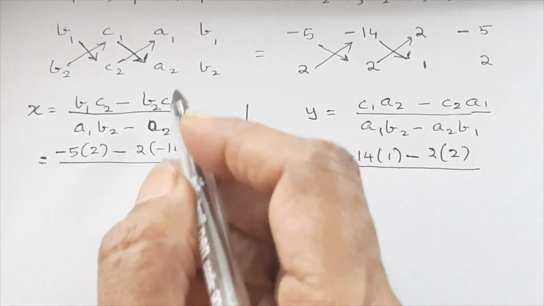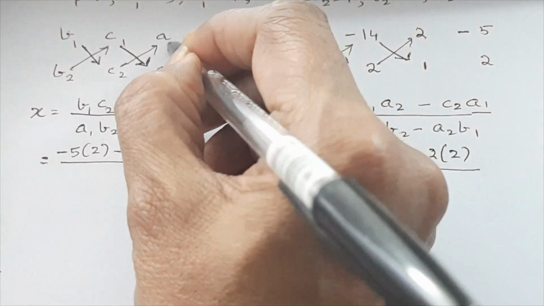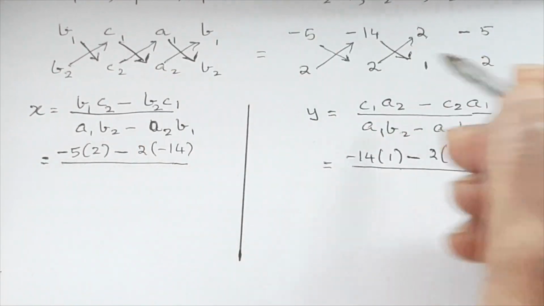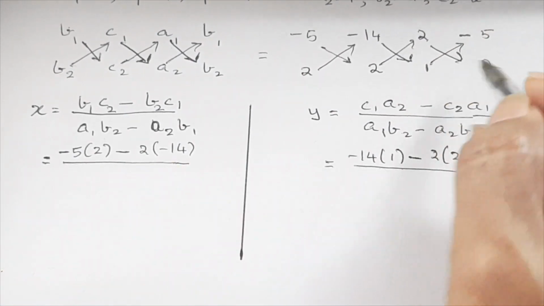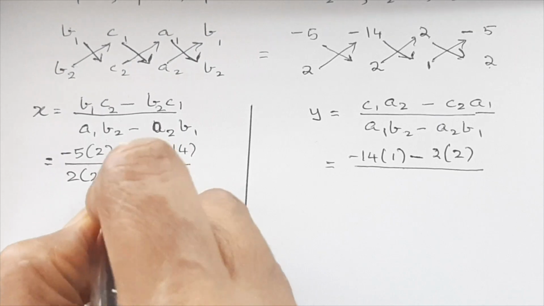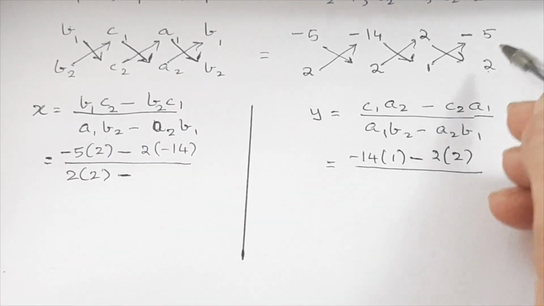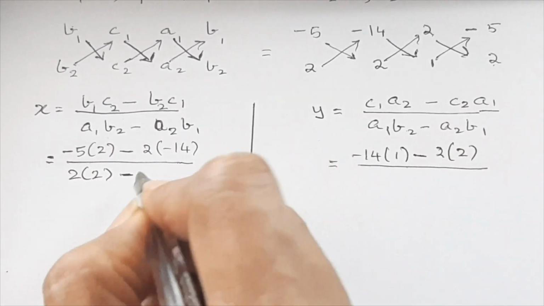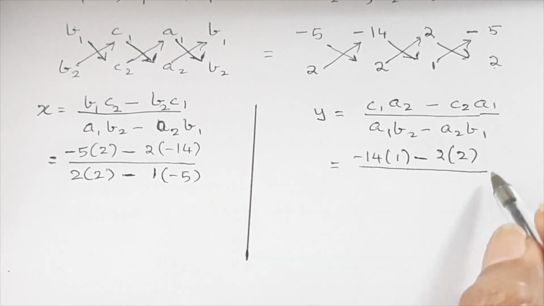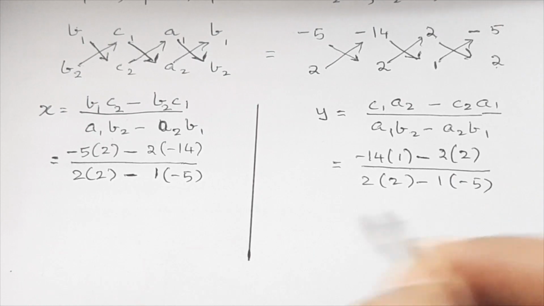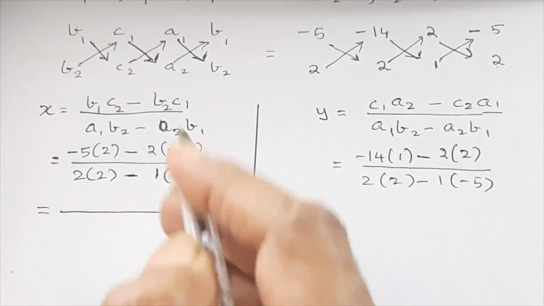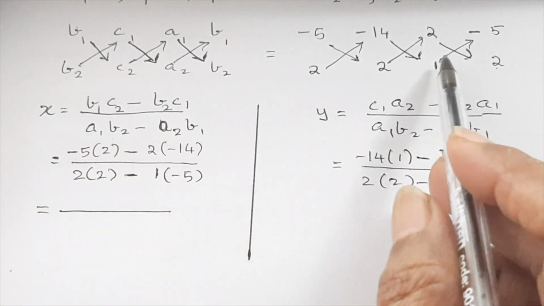The denominator is your A1 B2. So we'll go this way and this way. So it will be these two multiplied. So 2 into 2 and minus sign and then 1 into -5. And the same thing will repeat over here. So 2 into 2 minus 1 into -5. Now it is simple. The only problem is this step. This you have to be very careful.